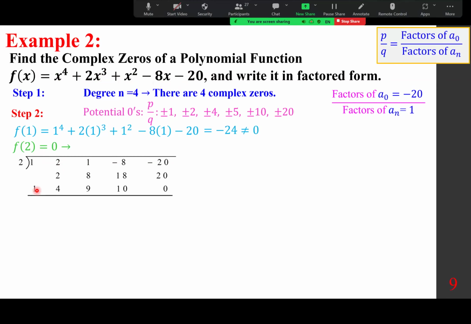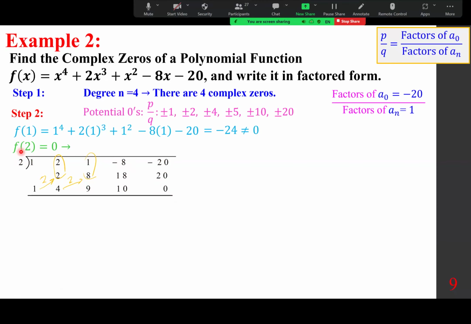You drop the first one. Then you multiply 1 by 2, and you put it here. 2 and 2 add up to 4. You multiply by 2, it becomes 8, and with 1, you get 9. You keep on multiplying by this number. 9 times 2 is 18, and negative 8 gives 10. 10 times 2 is 20, and negative 20 is 0. Because it's 0, you have two ways to show that: synthetic division or the factor theorem. The factor theorem means proving that f of 2 equals 0.